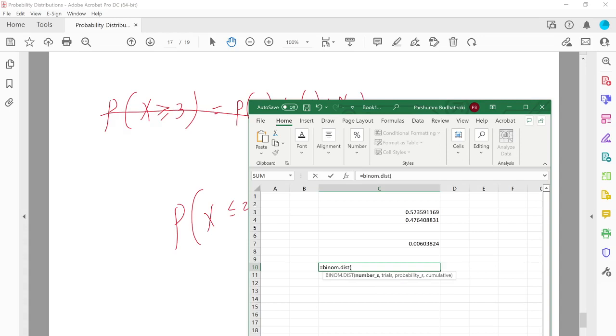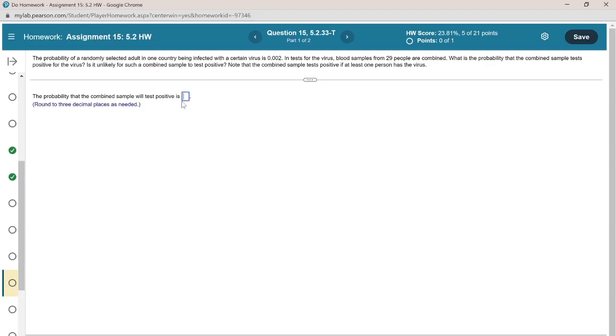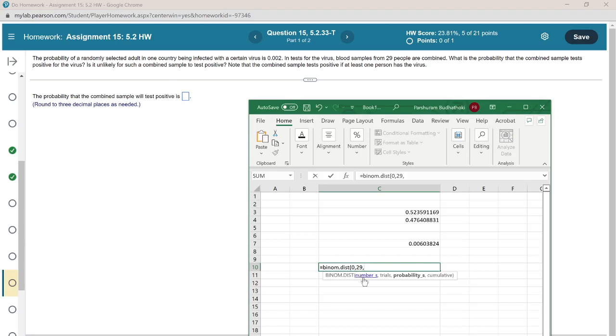Okay, and how many number of success? We want 0, out of 29. And what is the probability for success? It's 0.002. So probability of success is 0.002.